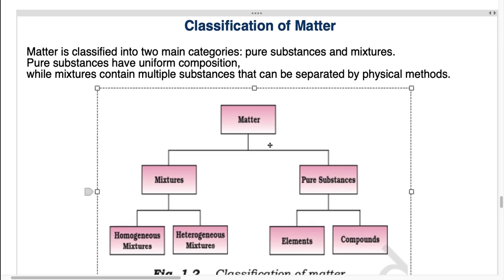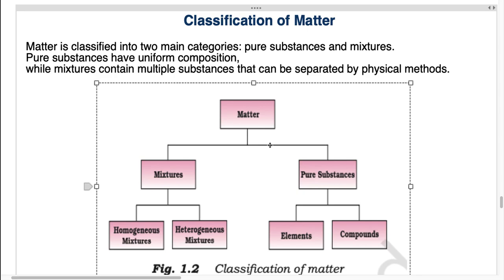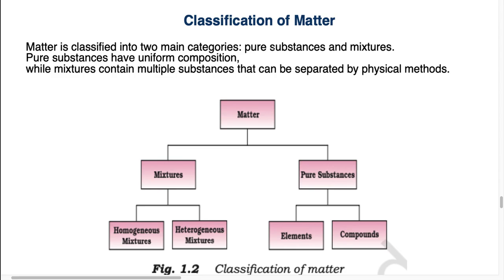In today's video lesson, we will start with the classification of matter. Matter is classified into two main categories: pure substances and mixtures. Pure substances have uniform composition, while a mixture contains multiple substances that can be separated by physical methods.